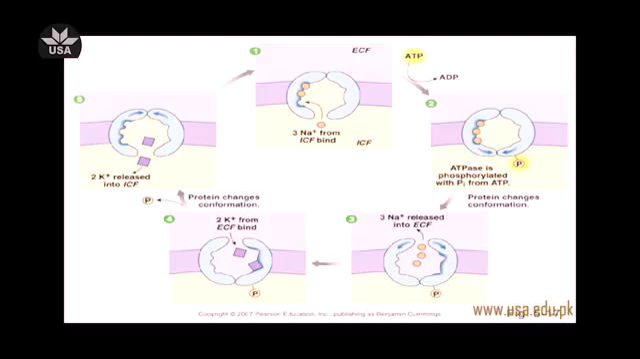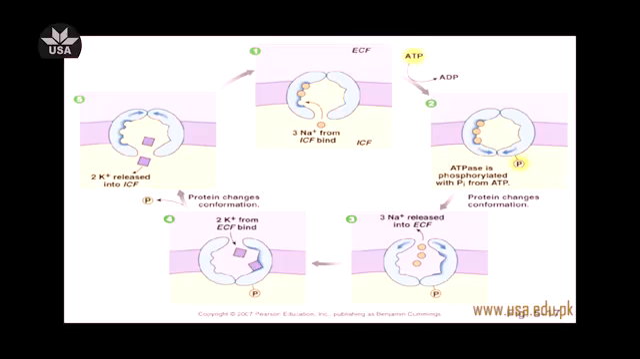Now dissociation and release of the ions takes place. The sodium ions are released into the extracellular fluid environment and the potassium ions are released inside the cell, into the intracellular fluid environment. Here you can see the mechanism of the sodium-potassium pump, which has already been explained to you.